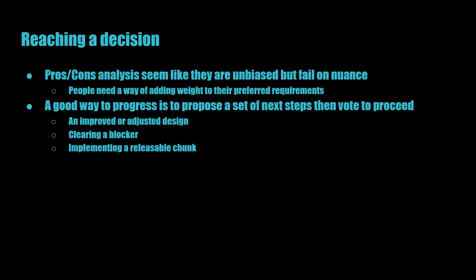A successful design process ends with a decision. A pros and cons analysis sometimes seems like the right, unbiased way to do this, but I think that this can typically fail on nuance, and people need a way of adding weight to their preferred requirements. A good way to progress is to propose a set of next steps and then vote to proceed. You might vote on trying to improve the design, or clearing a blocker, or implementing a releasable chunk.